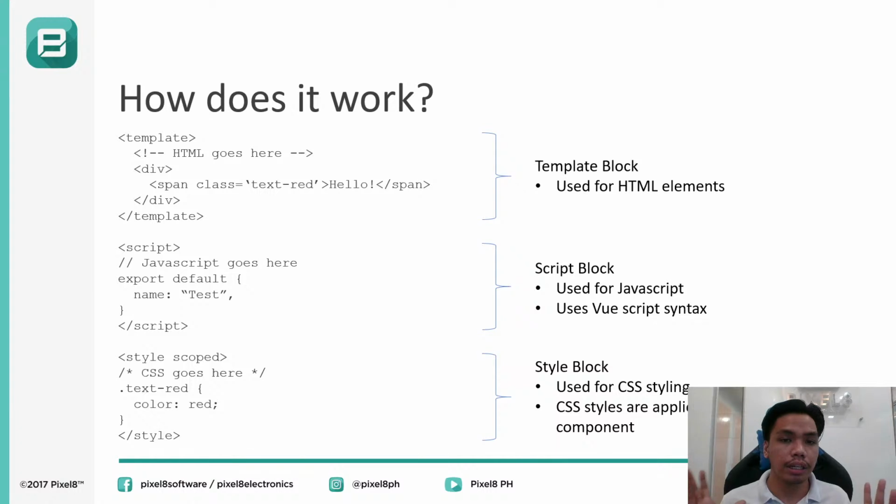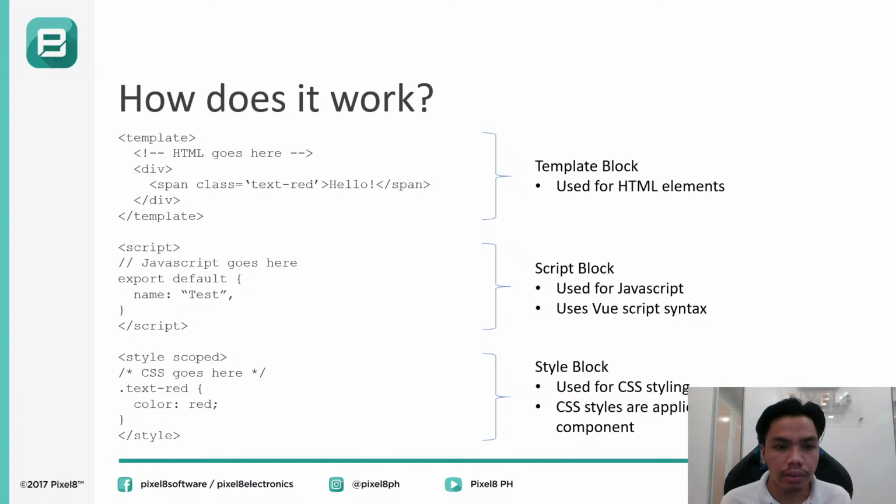So here you can see a basic VueJS component file. A VueJS file consists of only 3 sections. You have the template, you have the script, and then you have the style.